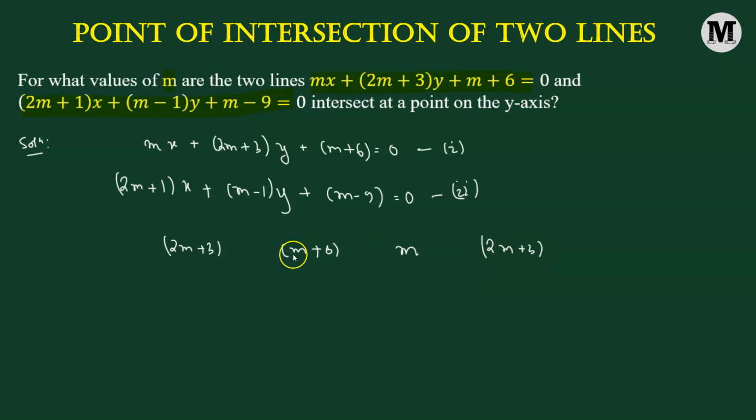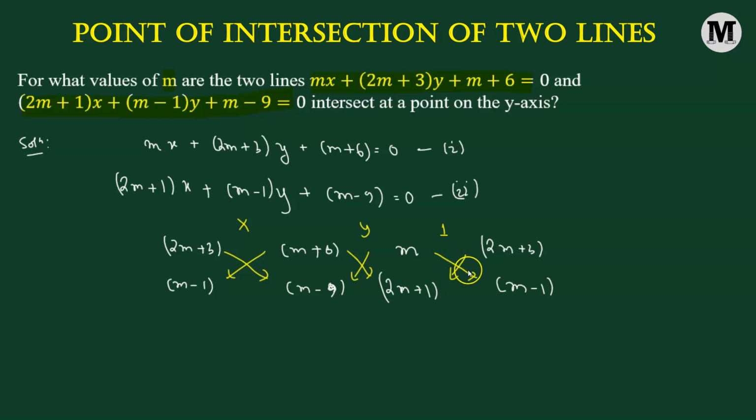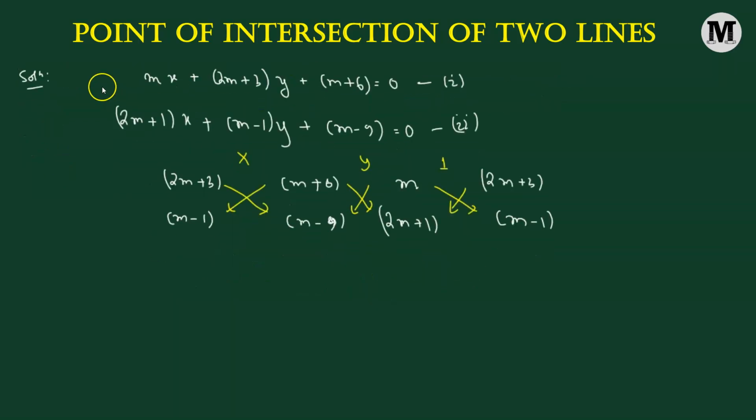We'll do that for the second equation as well. We start with the coefficient of y, m minus 1, followed by the constant term, m minus 9. Then we come back to the coefficient of x, 2m plus 1, and end up with the coefficient of y, m minus 1. Now we label this as x, y, and 1. Now we're going to cross multiply and then subtract from each other. Let's work on the process.